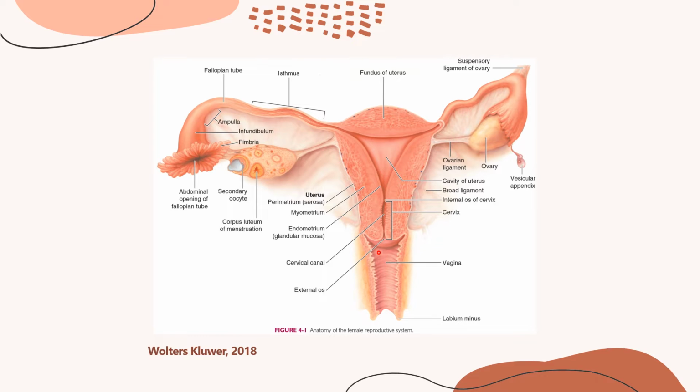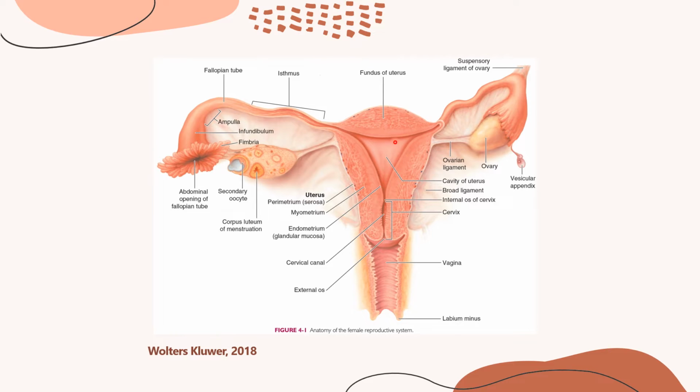Our vagina here, this would be the body of the vagina. It's usually 7 to 9 centimeters long. On either side of the cervix, it attaches slightly higher than the inferior cervix, and we call these little pocket areas the fornices or a fornix.